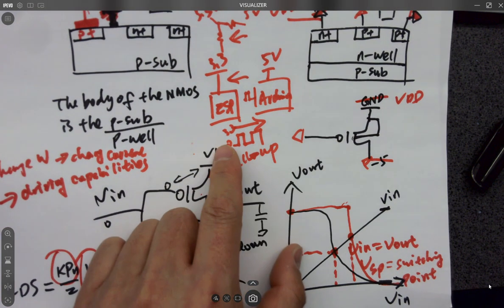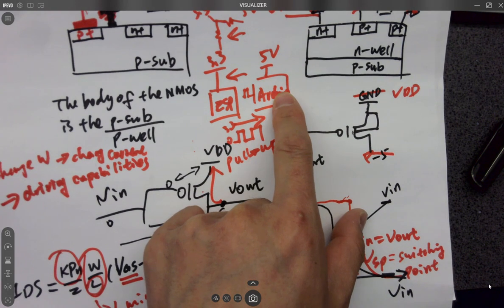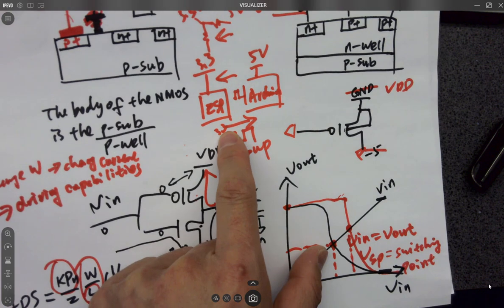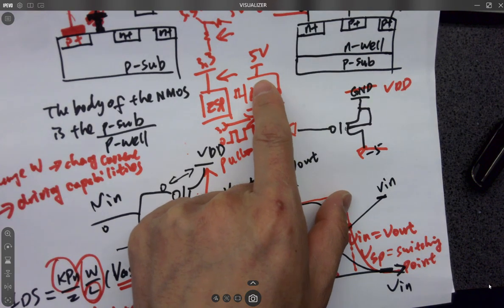But the thing is, 3.3 volts logic high can be treated as a logic 1 for the 5 volts logic circuits because it's higher than 2.5 volts. Okay, so 3.3 volts will be treated as logic 1, because you don't have intermediate voltage values.